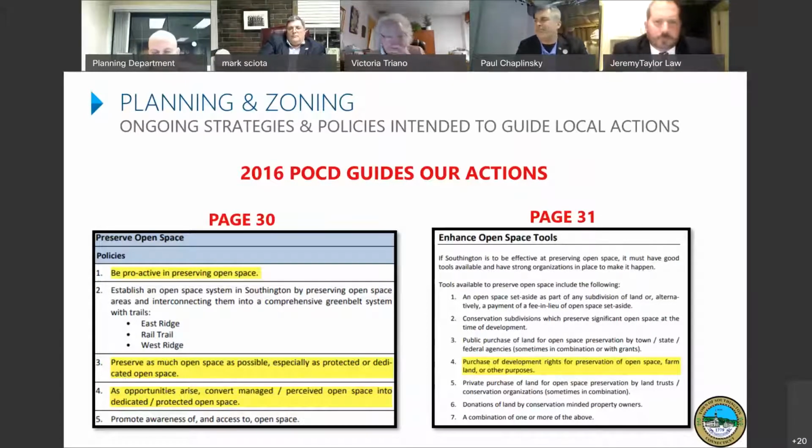Now, of the policies in the plan of conservation and development, we also have tools that help us achieve those goals. And one of the tools on page 31 is the purchase of development rights for preservation of open space, farmland, and other purposes.